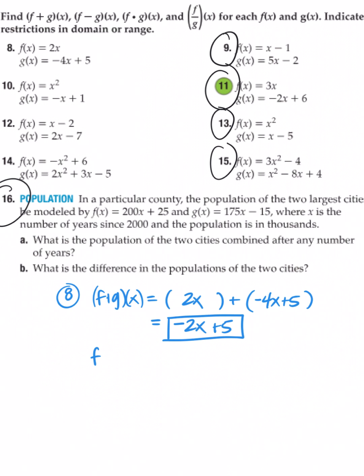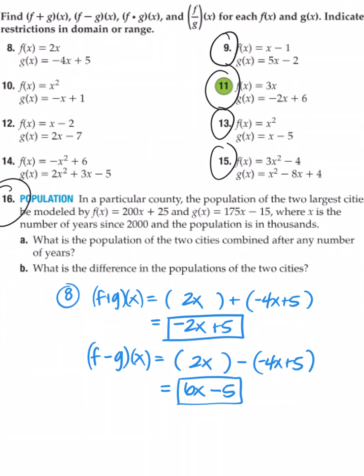So now I'm going to move on and do the difference. What's f minus g of x? So my f minus the g, we've got 2x for f, negative 4x plus 5 for g. Now I'm subtracting them. I'm going to combine my like terms. 2x minus a negative 4x, that double negative is going to turn into a positive, so that's a total of positive 6, or 2 plus 4. And then minus a positive 5 is the same as subtract 5.